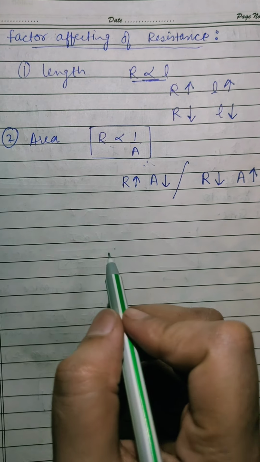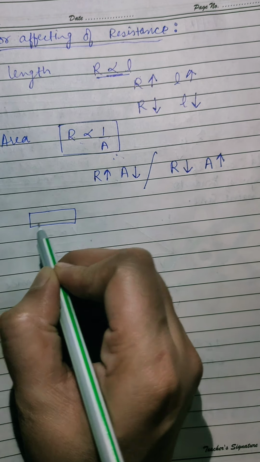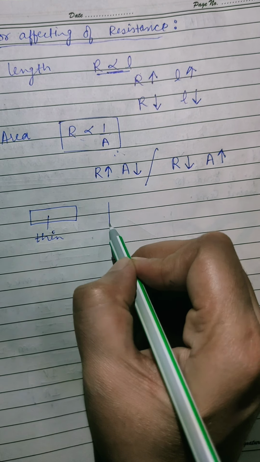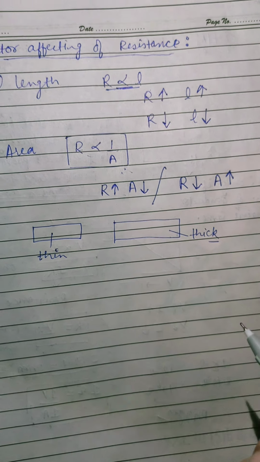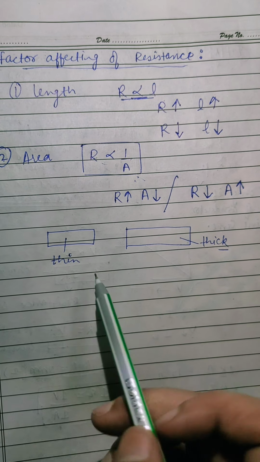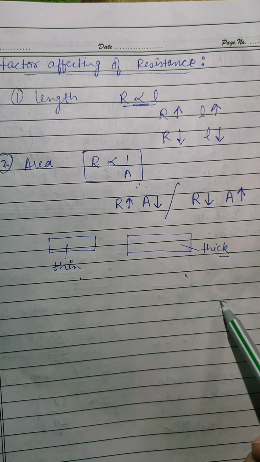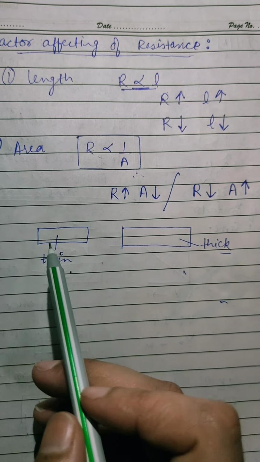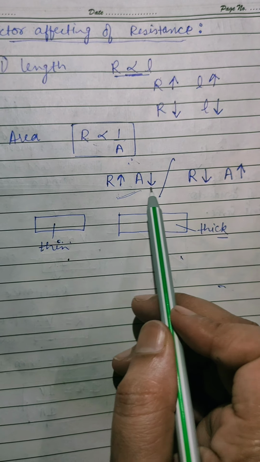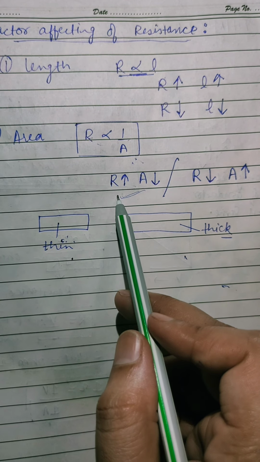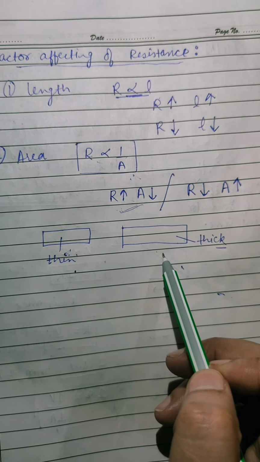Now a question from this point: if you have two wires, one a thin wire and another a thick wire, which wire has more resistance? First is the thin wire, second is the thick wire. In the thin wire, resistance will be more according to this condition. Area is less in the thin wire, so resistance should be more. In the thick wire, area is more, so resistance should be less.